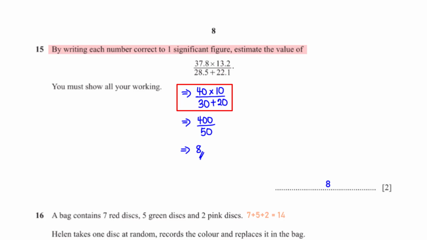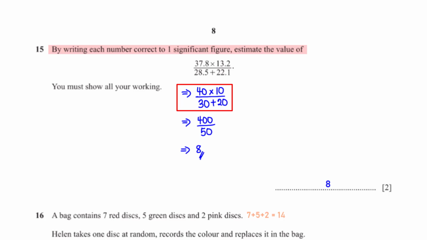For 28.5, the first significant figure is 2. The number after 2, which is 8, is greater than 5, so we add 1 to 2, giving us 3. The numbers after 2 become 0. The zeros that come after the decimal points are insignificant, so 28.5 becomes 30, rounded to one significant figure.